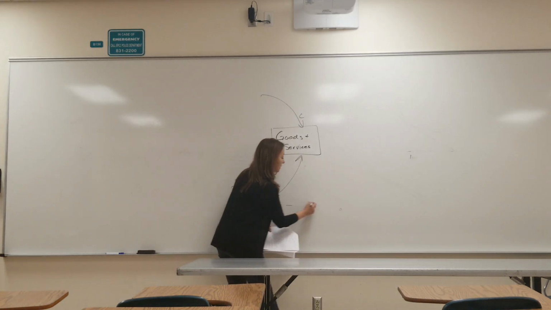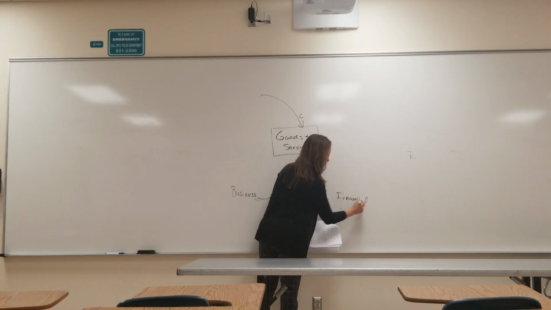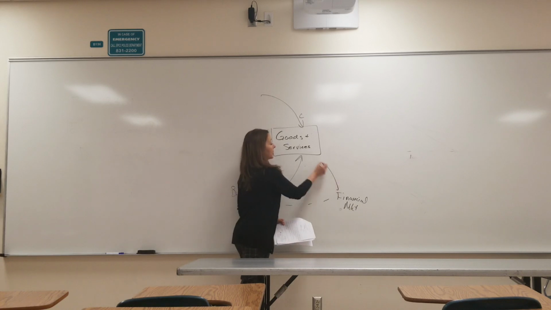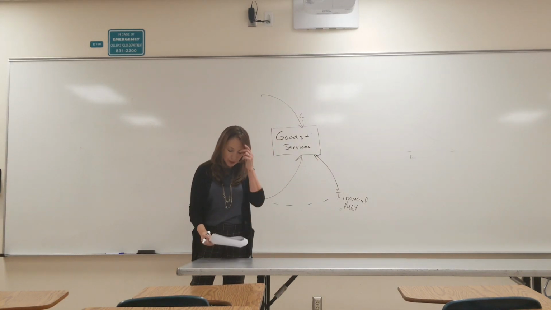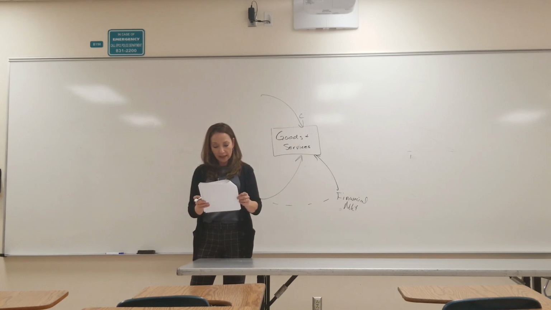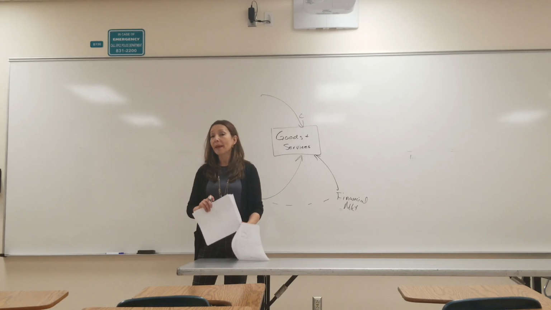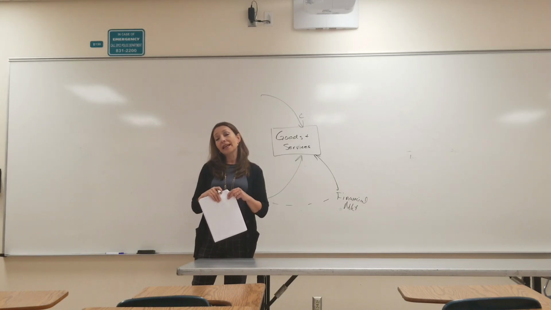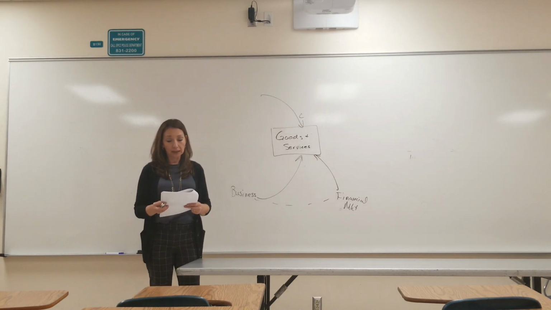So the businesses will go to the financial market and borrow money, and then that money is going to be used to invest in the goods and services market. So what we need to look at is the relationship between the interest rate that they pay for the money and the expected rate of return that they anticipate they're going to get from the equipment that they are purchasing.